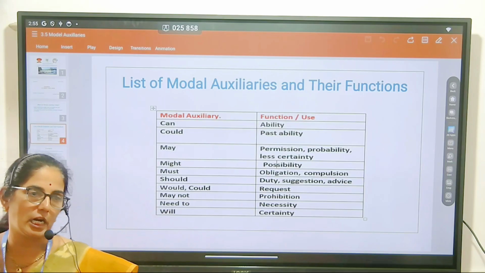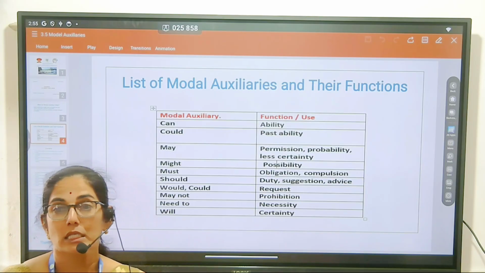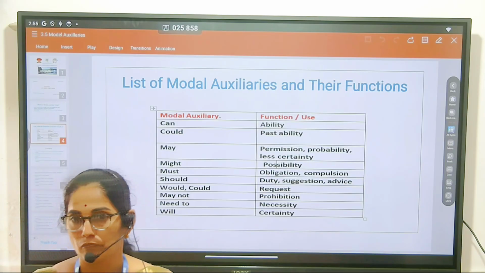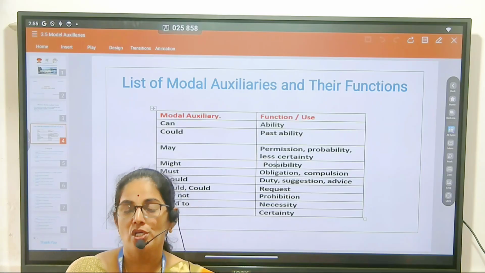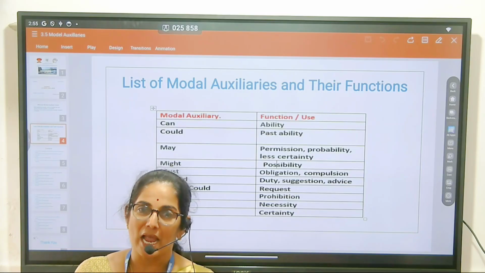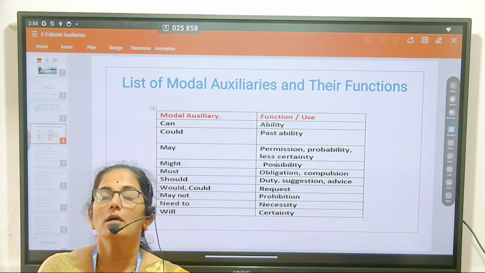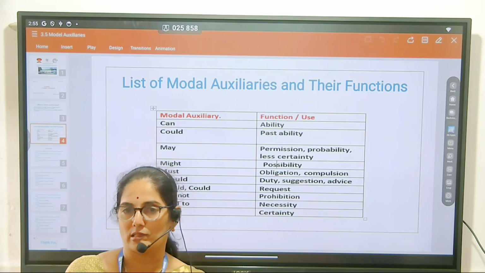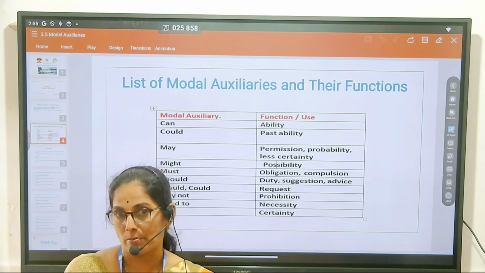The next one is must. Must means obligation. Obligation, it is compulsion. It is compulsory. So whenever there is a compulsion in a sentence, we have to use the modal auxiliary must. You must do this. You must follow this, for example.